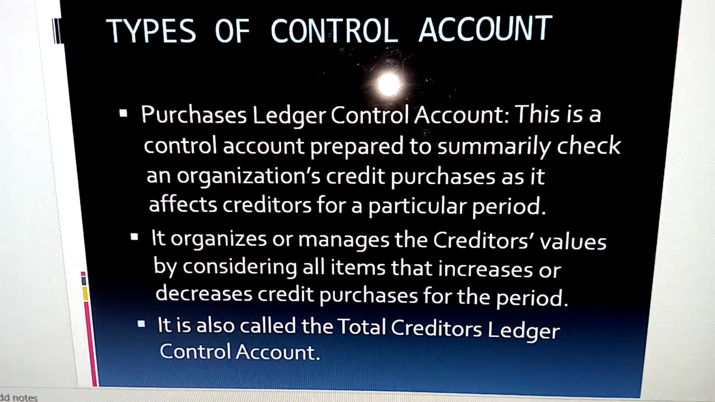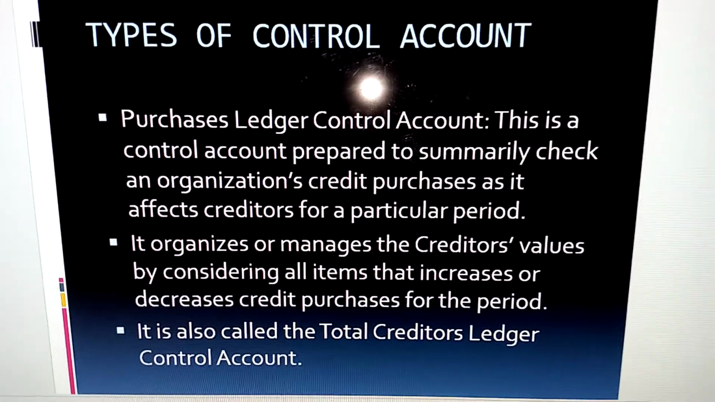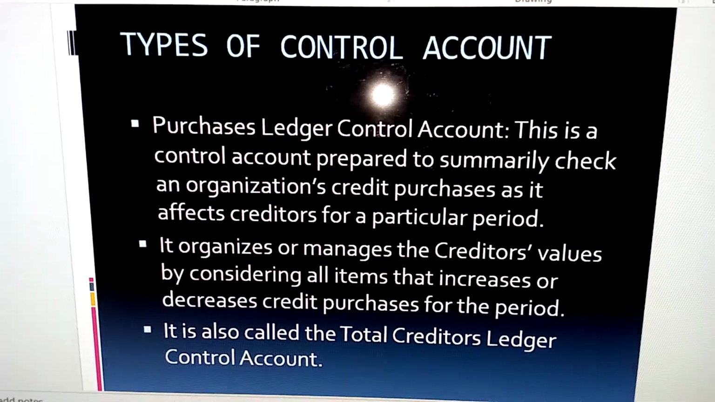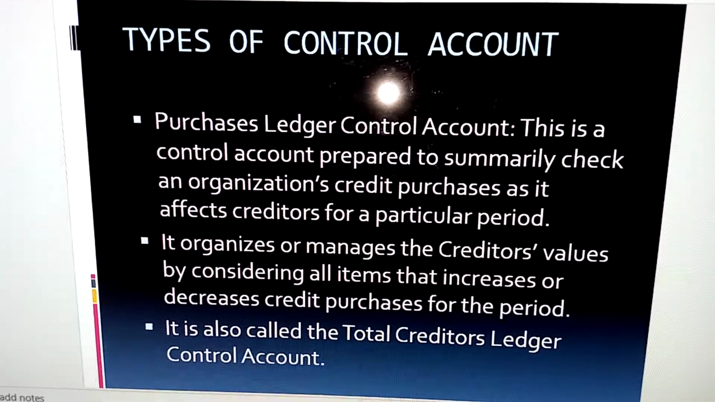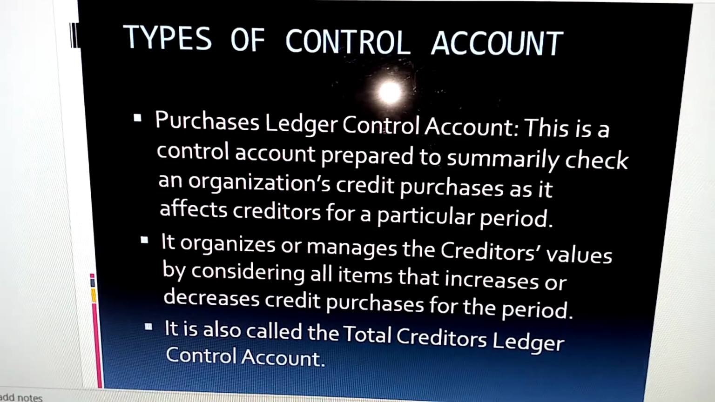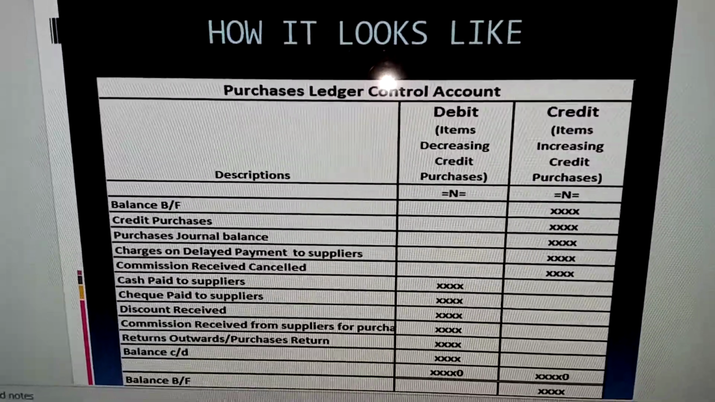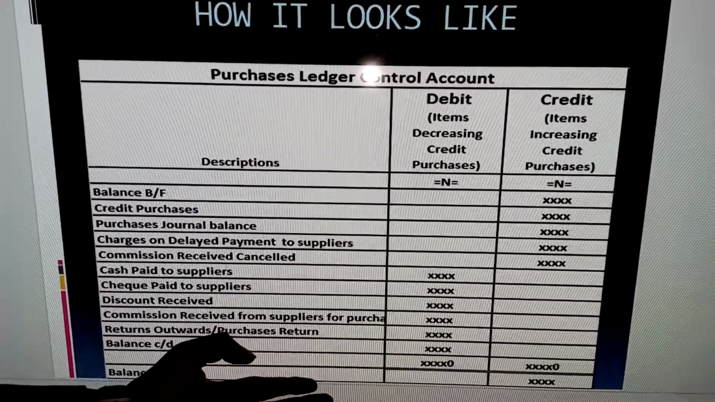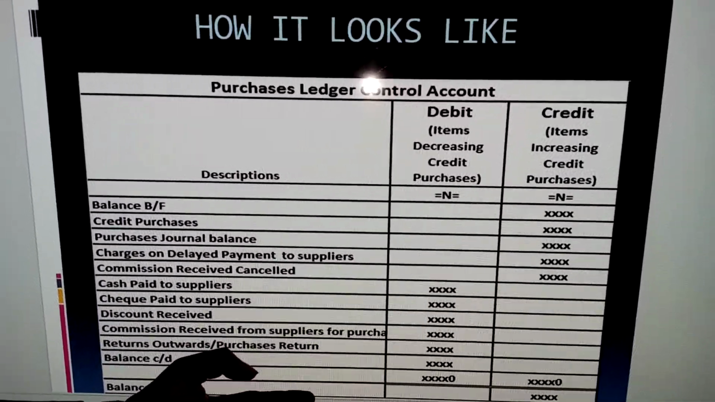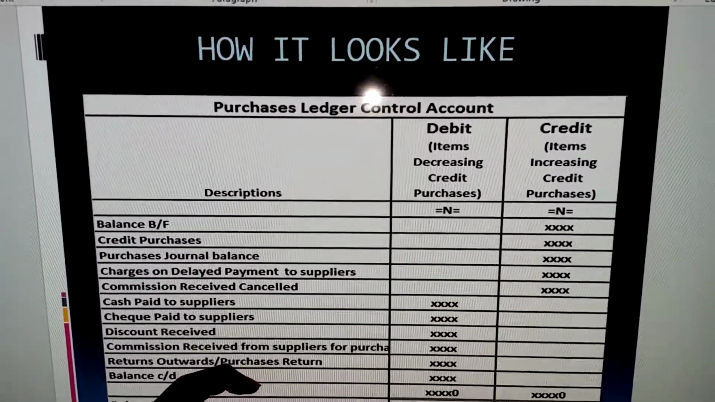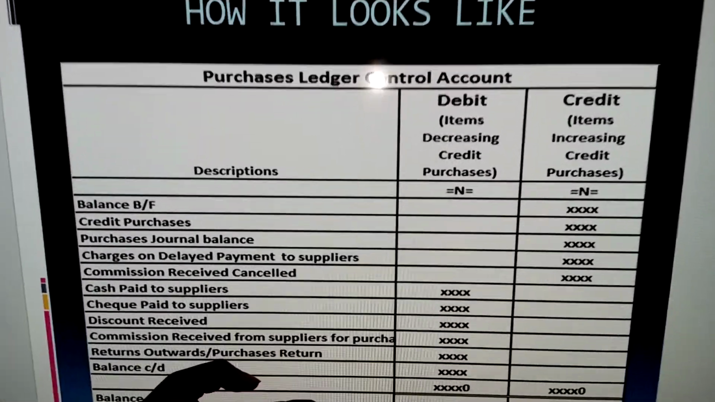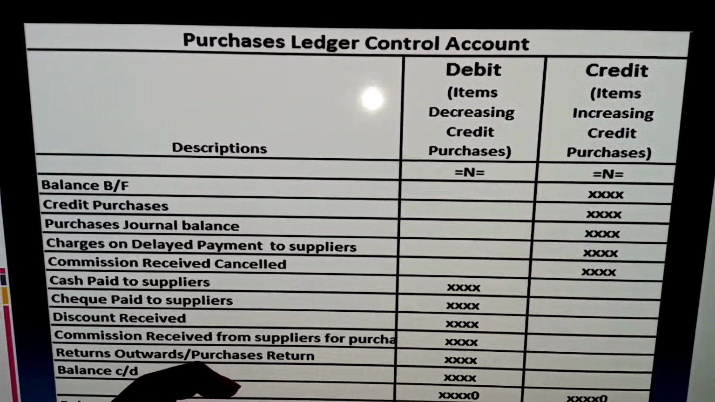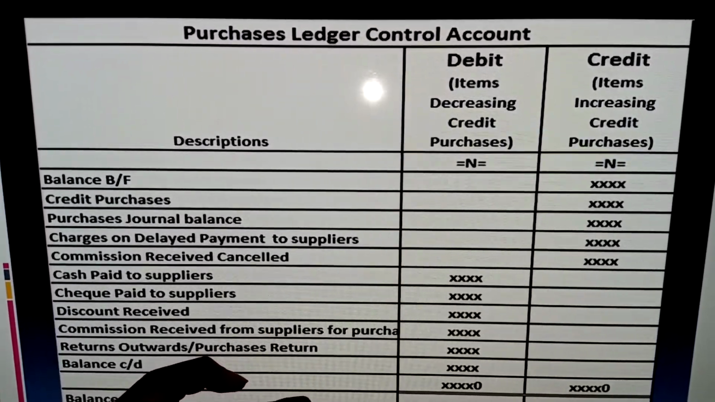So you have to take into consideration every item that affects the credit purchases, either increasing it or what, decreasing it. Okay. Now, how does a purchase ledger control account look like? I already explained how a sales ledger control account looks like. Now, this is the purchase ledger control account. Remember, you're trying to check or control credit purchases. So, credit purchases will affect what? Creditors. Creditors are those that the business is owing.